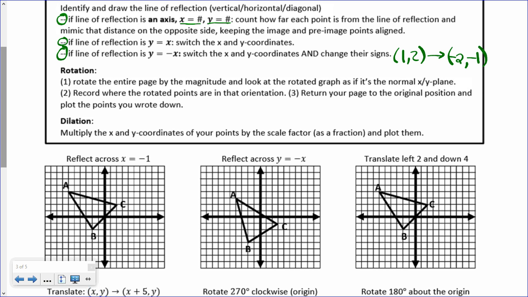And I'm going to write down what the points look like in this orientation. Then I'm going to switch it back to where it started and graph those points that I just wrote down. Right? So we'll practice that a little bit here, but that's essentially what you do. And then for dilate, real easy, just multiply all the points by the scale factor.